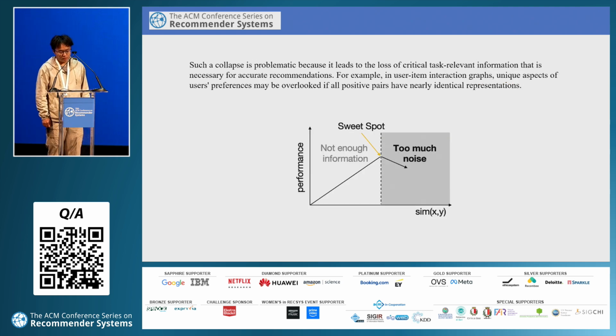Such a collapse is problematic because it leads to the loss of critical task-relevant information for making accurate recommendations for each user. For example, in the user-item interaction graphs, unique aspects of a user's preference should be learned in different views of the augmented graph, but this may be overlooked in existing methods if all positive pairs have nearly identical representations.